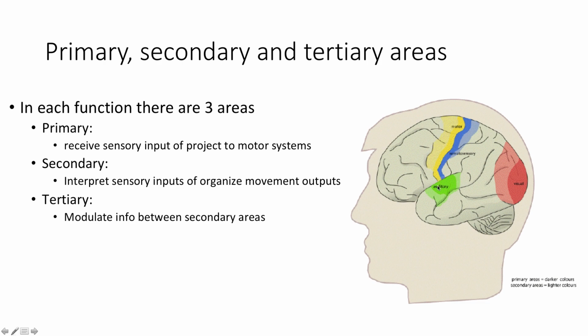So the primary motor cortex, which you can see right here in the frontal lobe, receives input from the motor systems and sends it to the secondary cortex. Then the secondary cortex will interpret this input and it will organize our movement outputs, and that will send it to the tertiary cortex, and this modulates between secondary areas.